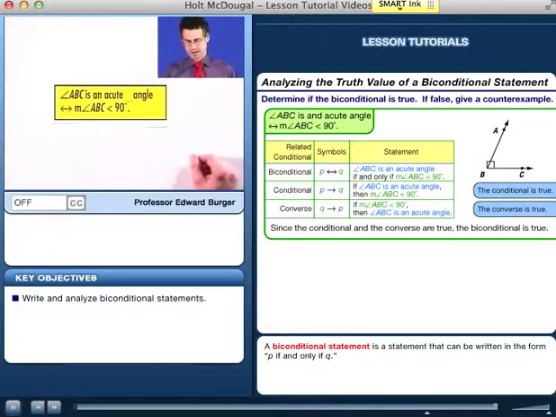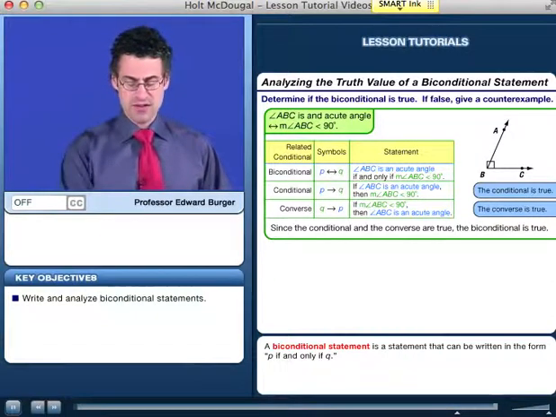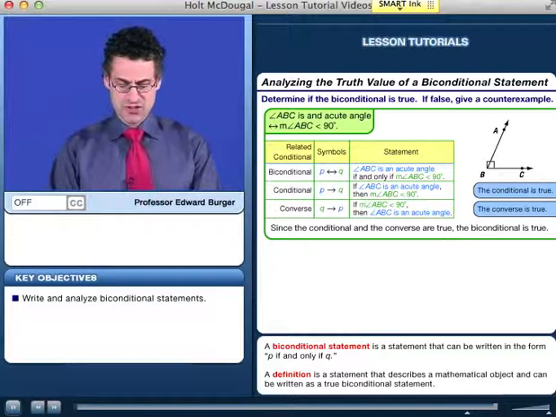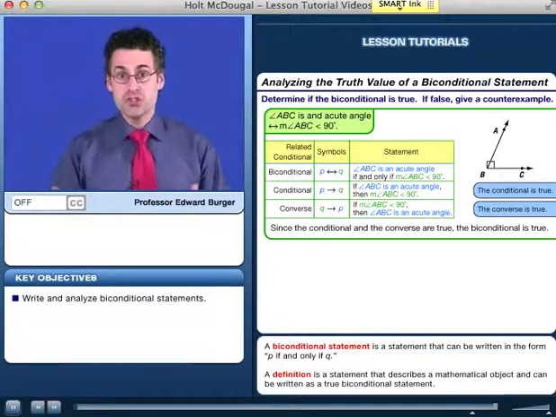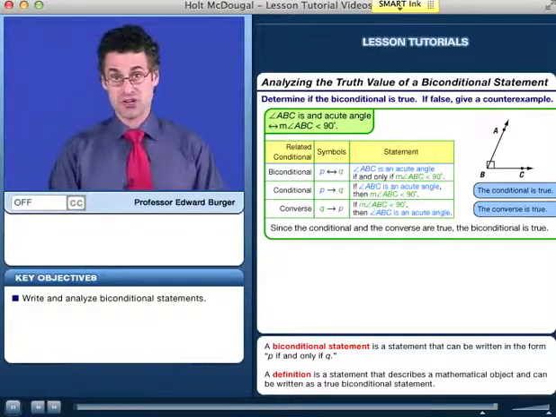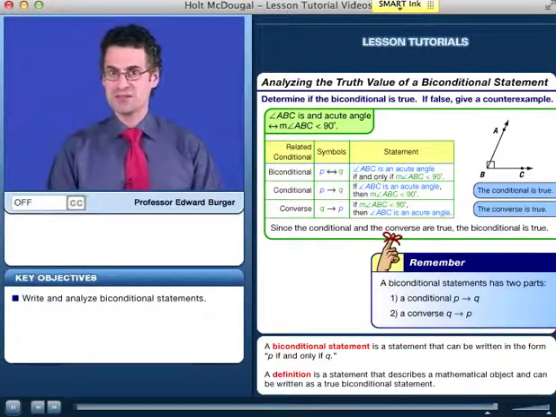In fact, if you think about it, being an acute angle by definition means that the measure of that angle is less than 90 degrees. So this provides a way of actually writing down definitions. We could express a definition as an if and only if or biconditional statement. Anyway, biconditional statements actually carry within them two statements, a converse and also a conditional. So one statement, no waiting.